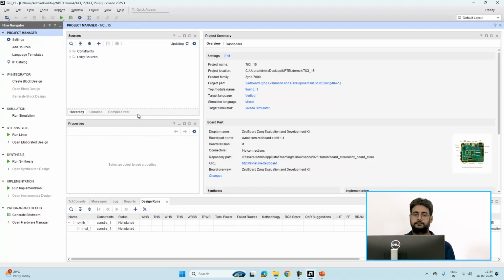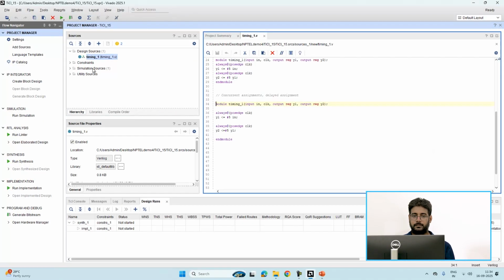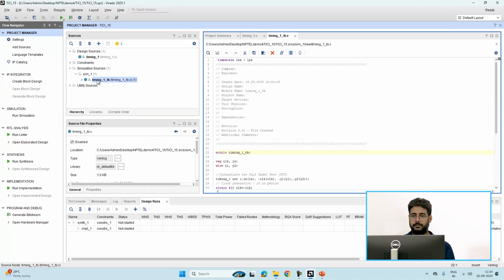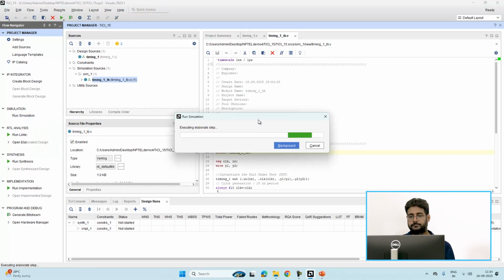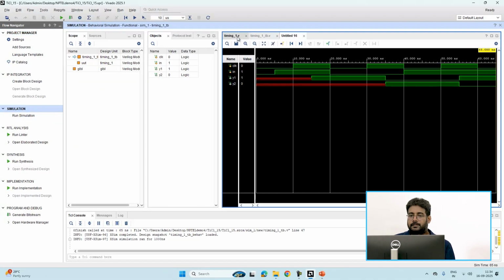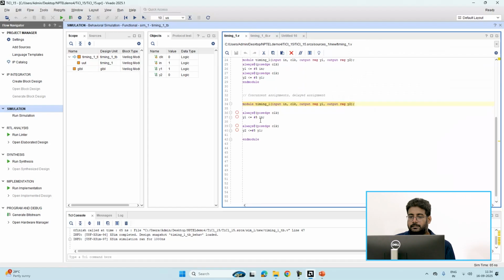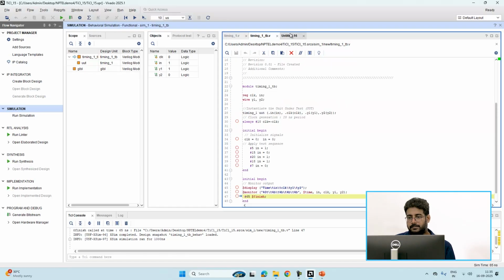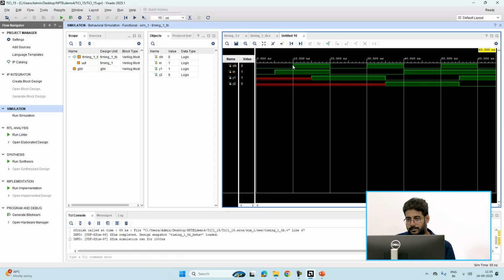TSCL 15, timing 1 simulation source, timing 1 TV. We'll run it. Here you can see always at the positive edge of clock. This is a non-blocking assignment. This assignment is delayed by 5, and at the positive edge of clock, this is delayed by 5.